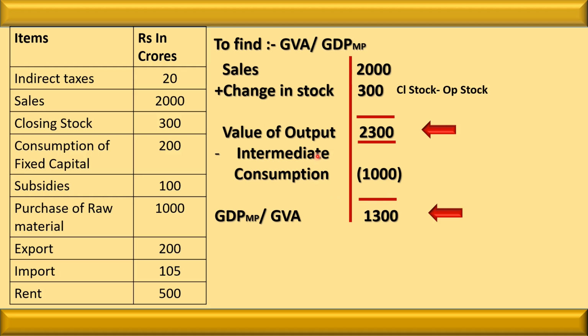I hope the point is clear. I repeat the same thing again. According to the format, firstly what we have to do, we just draw the format. Sales plus change in stock, value of the output minus intermediate consumption, GDP MP. Then read the question and we have to put the value under it.